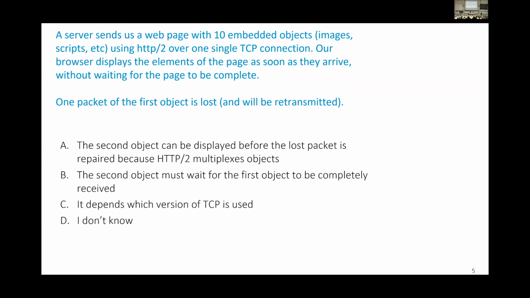In fact, you send a script with many links, objects. Perhaps some servers even have the bad taste of adding a sound to the place where you connect. But the embedded objects are very often scripts or pieces of scripts. And HTTP typically uses a single TCP connection. Now, assume the browser displays the element of the page as soon as they arrive, and one packet of the first object is lost. Of course, by virtue of TCP, it will be retransmitted. But what will happen next?